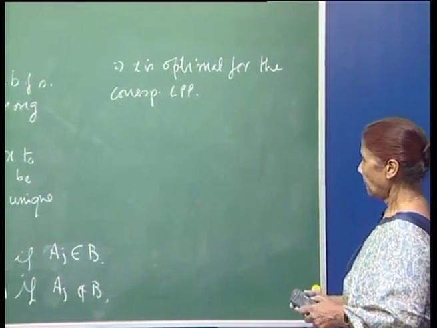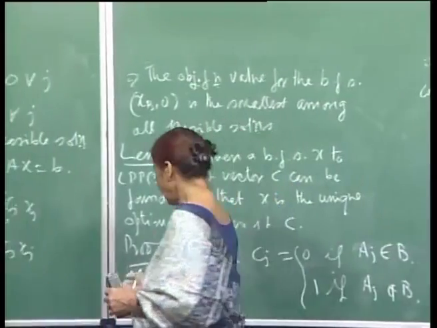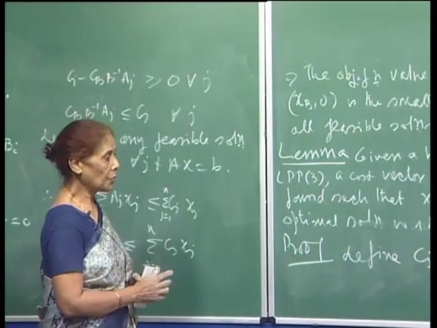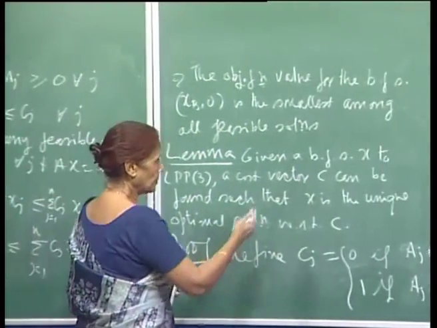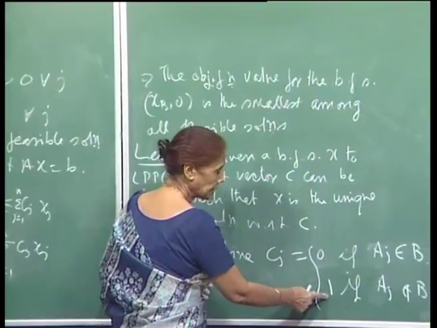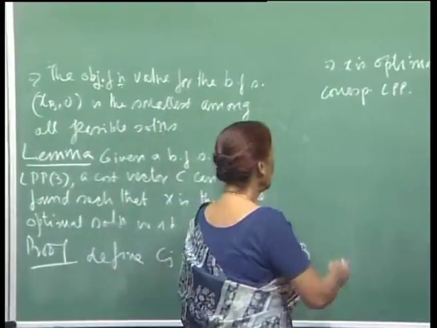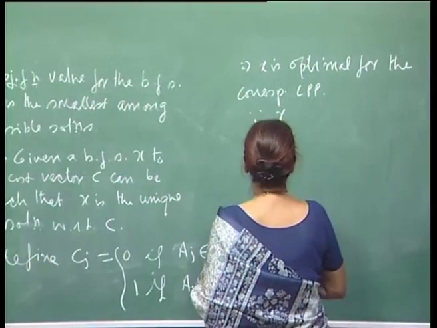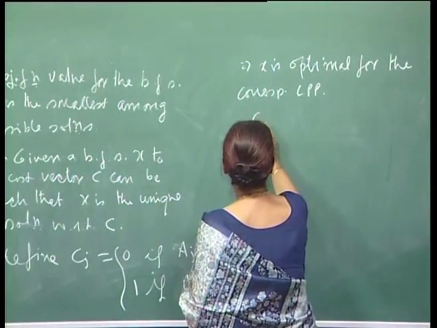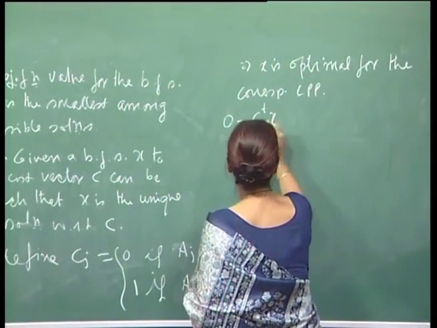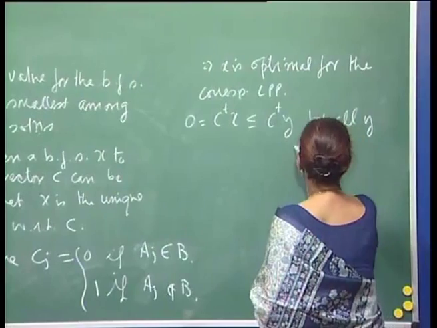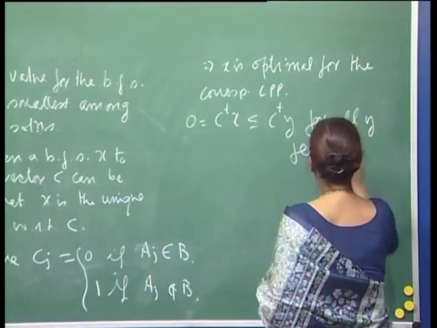Why is it optimal? I have chosen the cost coefficients such that the cost coefficients are 0 if the variable is a basic variable, and the cost coefficients are 1 otherwise. Since your LPP requires that the variables are non-negative and the Cj's are all non-negative, what I'll say is that x is optimal because C transpose x, which is 0, is less than or equal to C transpose y for all y feasible.